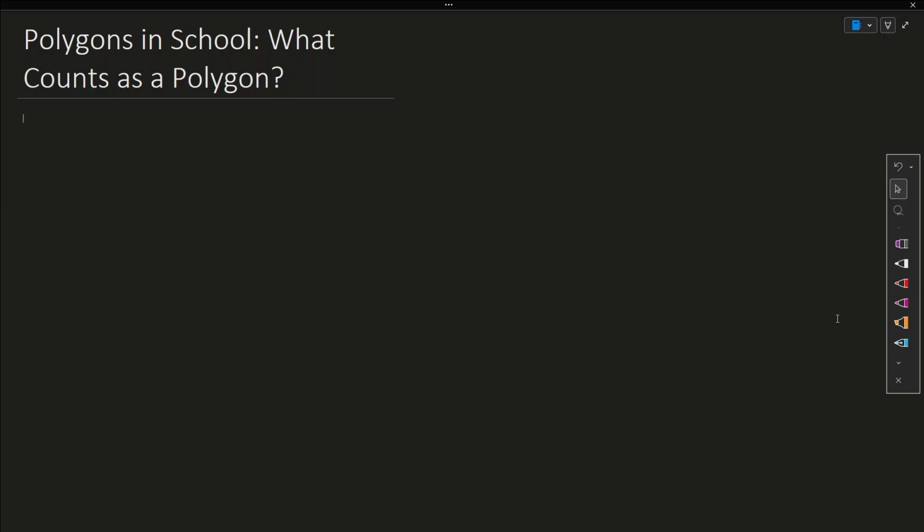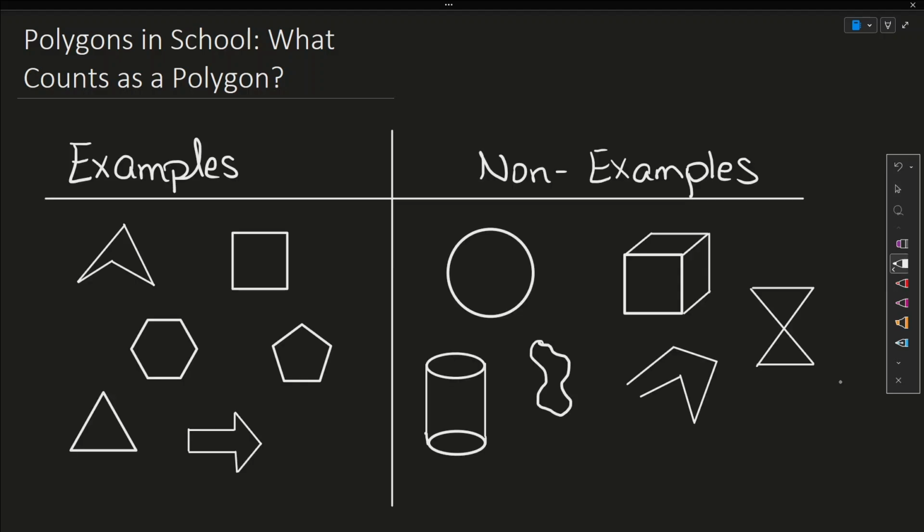This lesson focuses on defining polygons and classifying them by defining attributes. So, what is a polygon? Let's begin by looking at examples and non-examples. Here I have several examples and several non-examples.